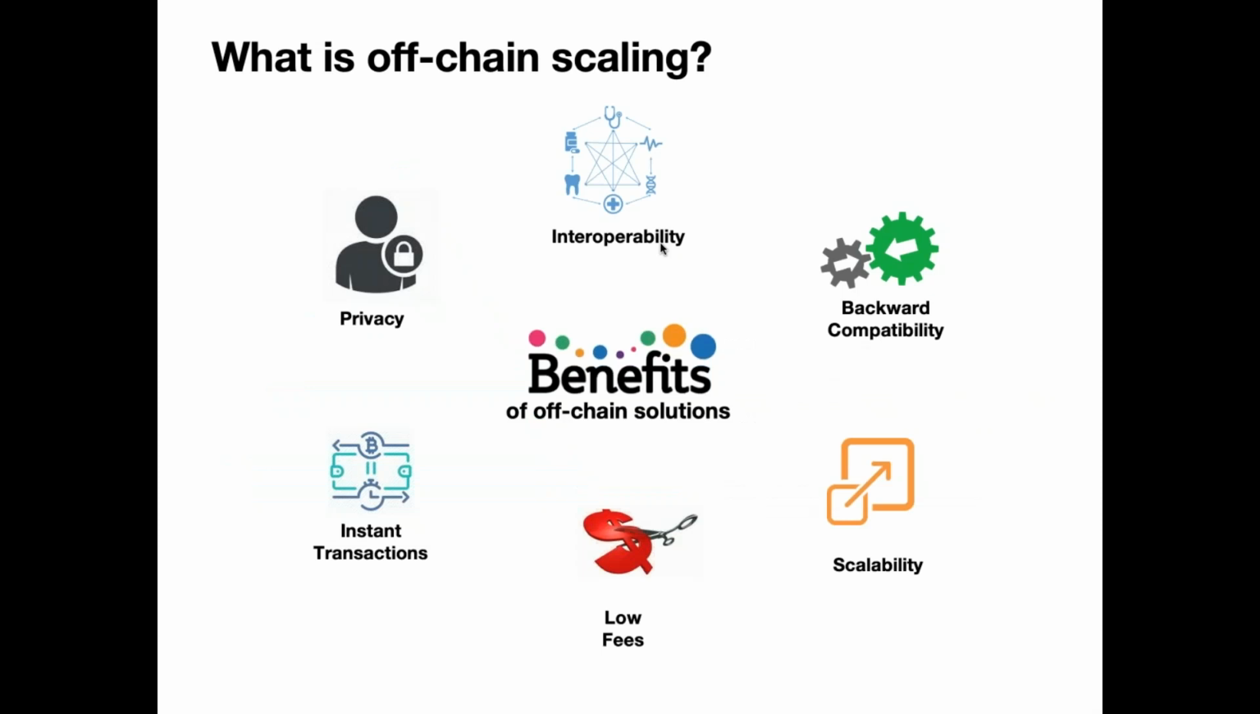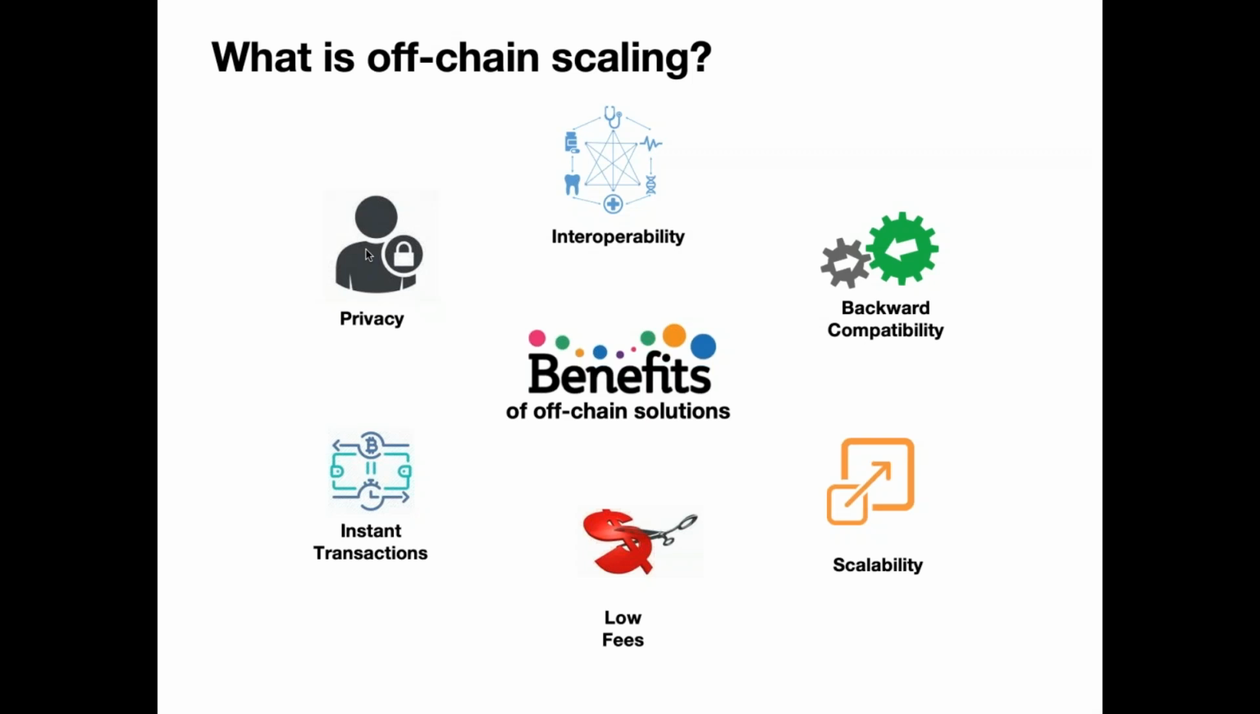So let's see what benefits off-chain solutions can give us. Let's get started with privacy here. In Bitcoin or Ethereum, all your transactions are public online. Everyone can see them. There's no privacy at all. But if you move the transactions off-chain, you don't have to broadcast them to others. So your transactions are private. You can keep your privacy.